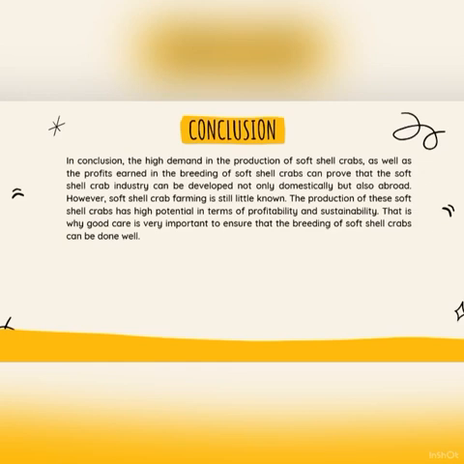In conclusion, the high demand in the production of soft-shell crabs as well as the profits earned in the breeding of soft-shell crabs can prove that the soft-shell crab industry can be developed not only domestically but also abroad. However, soft-shell crab farming is still not well known. The production of these soft-shell crabs has high potential in terms of profitability and sustainability. That is why good care is very important to ensure that the breeding of soft-shell crabs can be done well.